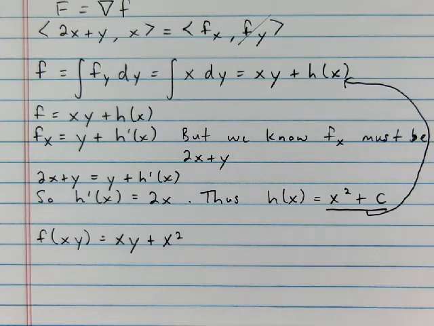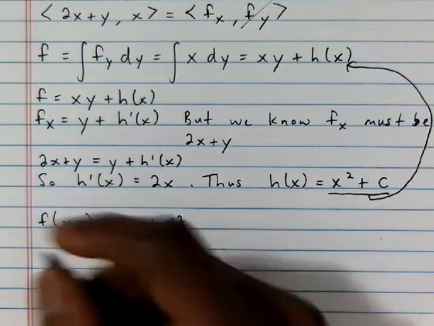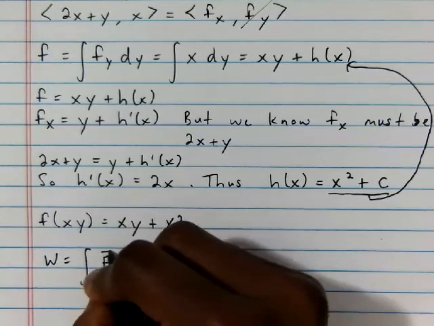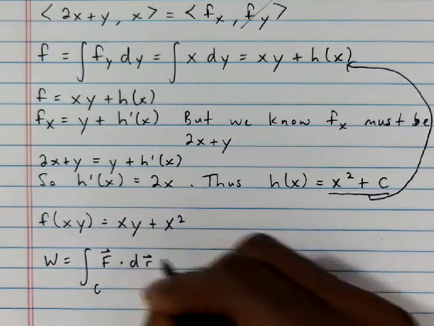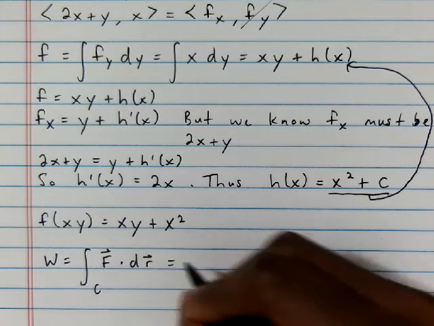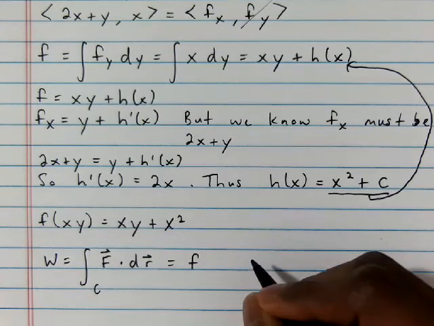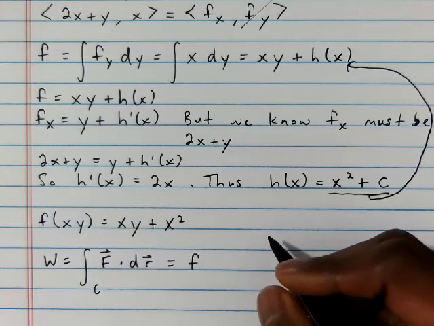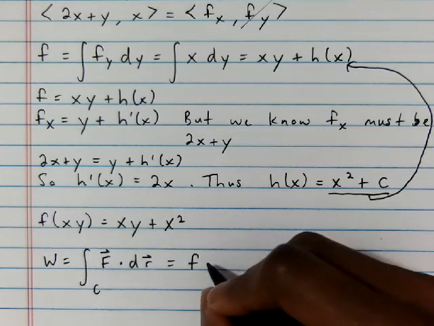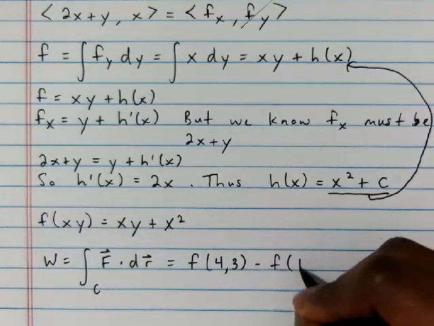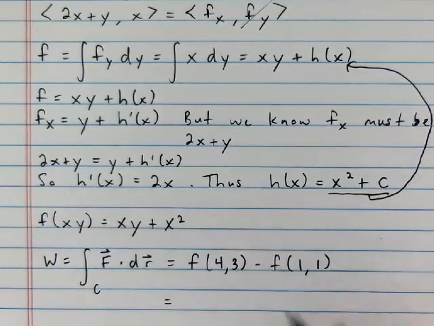So now, work, by the definition of work first, is the line integral over C of F dot dr. And then by the fundamental theorem of line integrals, this is just going to be equal to f of our end point minus f of our start point. And we were ending at 4, 3. And we were starting at 1, 1. So we'll take those and substitute them in.